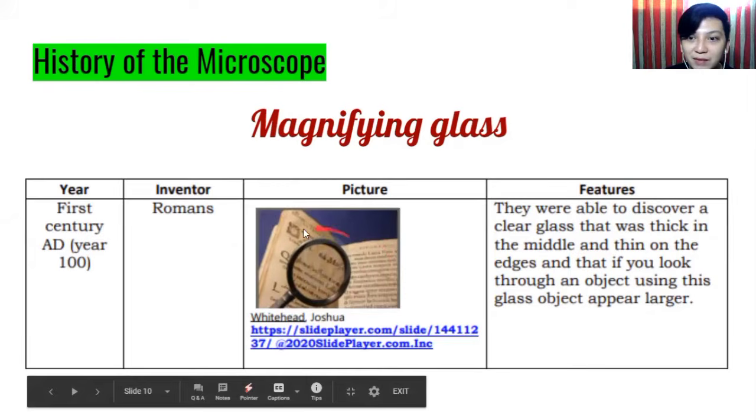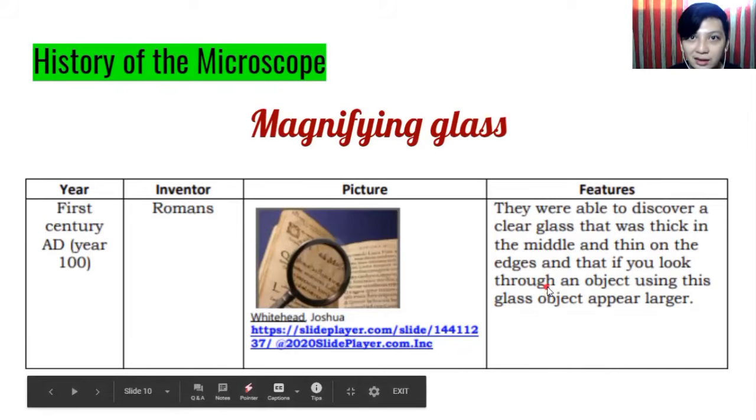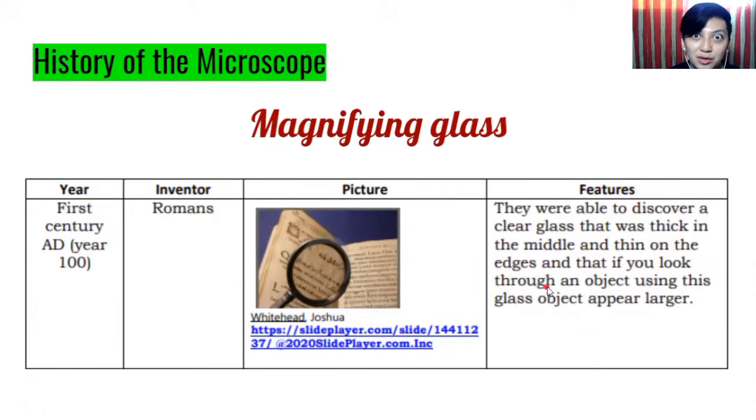Siguro nakita na natin ang magnifying glass, di ba? So what are the features of it? They were able to discover a clear glass that was thick in the middle and thin on the edges, and that if you look through an object using this glass, the object or the thing that you are going to observe looks bigger. So the same lang din ang ginagamit natin sa mga salamin or reading glasses na meron tayo. Diba, yung gamit nating reading glasses, kung kayo ay nakasalamin, it looks like a simple glass, but you can see that this glass can make small objects look bigger.